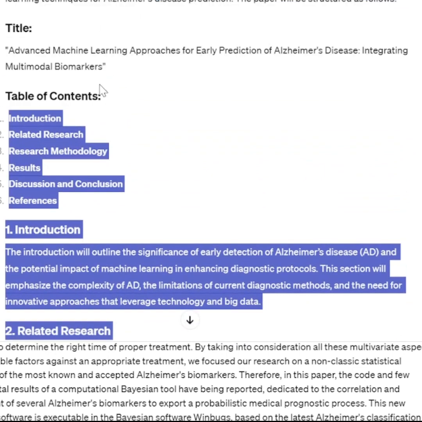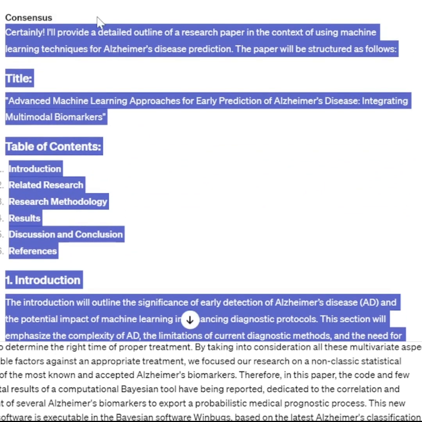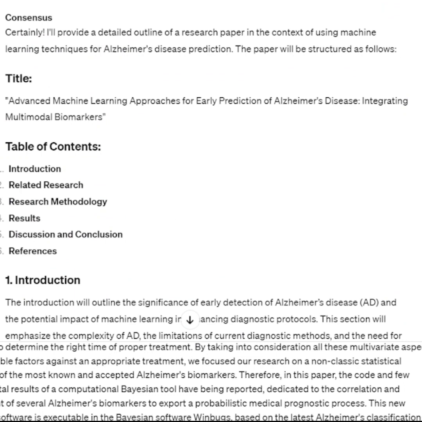I'll provide a detailed outline of a research paper in the context of using machine learning techniques for Alzheimer's disease prediction. The paper will be structured as follows. Title: Advanced Machine Learning Approaches for Early Prediction of Alzheimer's Disease, Integrating Multimodal Biomarkers.